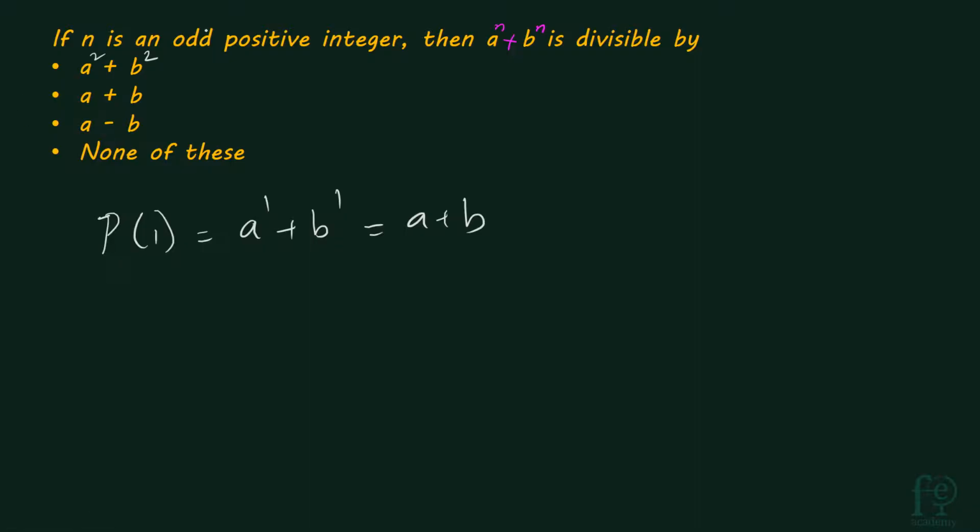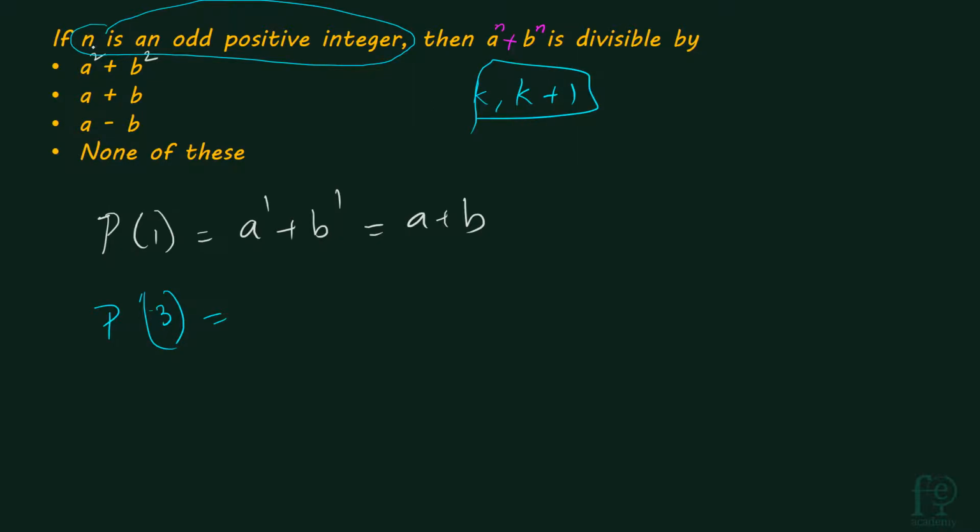Now what is the next step? Here it is written n is an odd positive integer. So n is an odd positive integer means now you can go to the next step also, P of 3. So P of 3, what you will be getting? Here you cannot assume like k and k plus 1, it will be very confusing because here it is specifically given that n is an odd positive integer. So you can go to the next odd positive integer, which is P of 3.